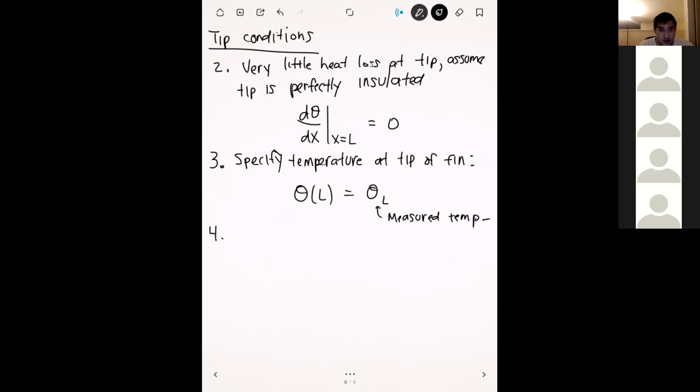So that's another tip condition. The last one that we'll go over, and this is the one that you'll probably use for most of your calculations just because it's pretty simple, is that we assume that the fin is very long. If the fin is really, really long, then we can say that at the very tip of the fin, there's no difference in temperature between the fluid and the fin.